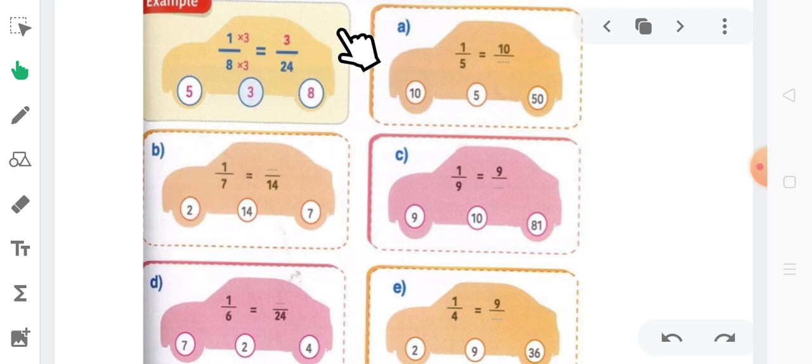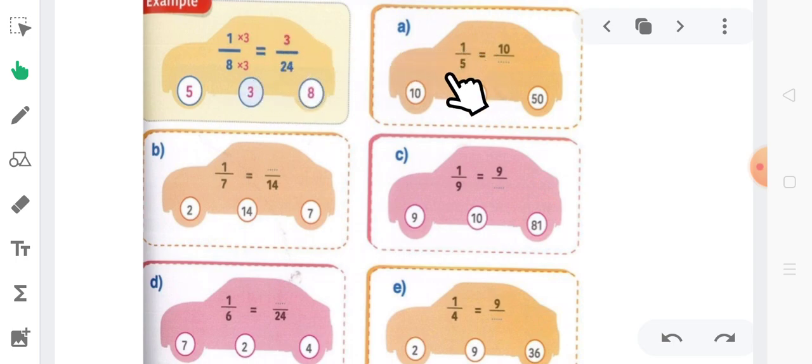Look at this example. 1/8 equals 3/24. What happened to 1 to become 3? To become big, we should multiply 1 by 3 equals 3. 8 by 3 equals 24. Okay? So the missing number here is 3. However, we have some steps in order to get the answer.